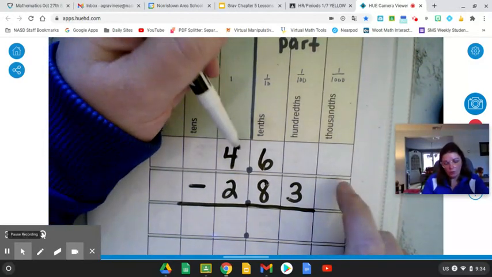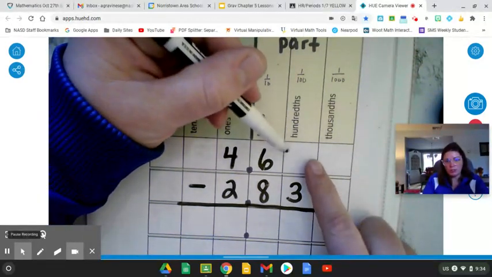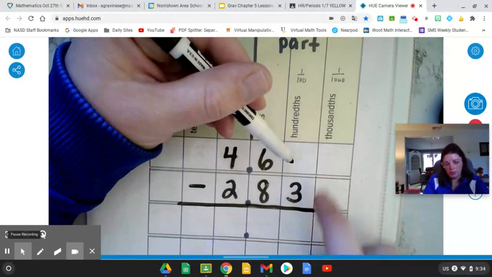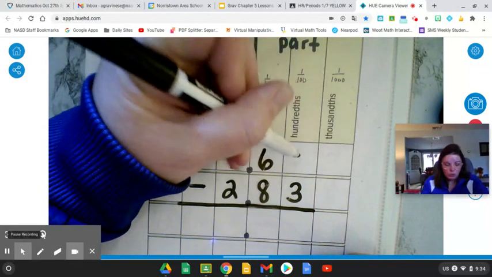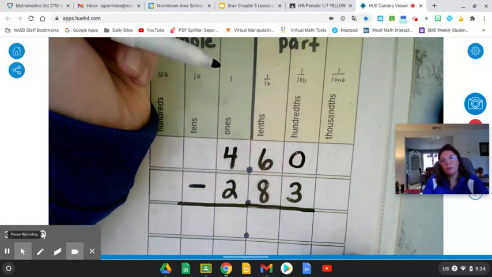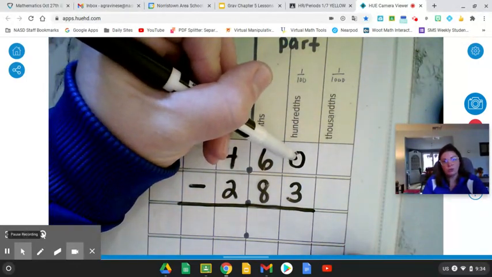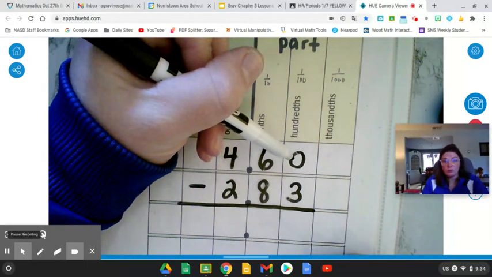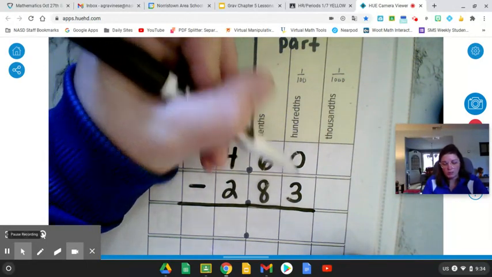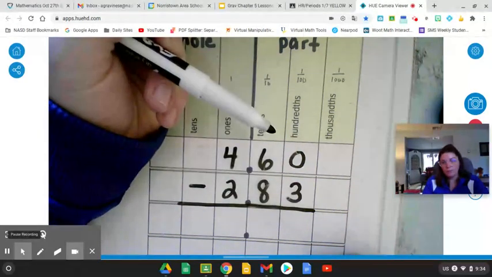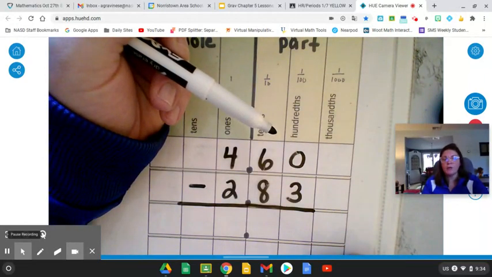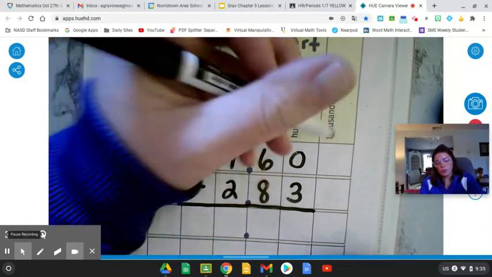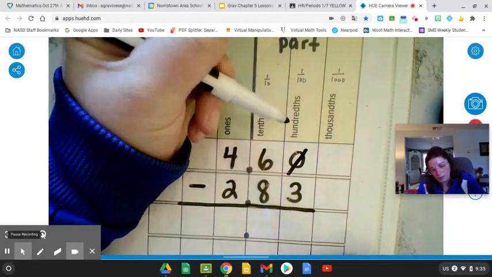So when I look at this problem, I see that my first number does not have any hundredths, but my second number does. So we need to annex a 0, and now we can see that there are 0 hundredths. And here's where a lot of students make a mistake with their subtraction. They say that 0 minus 3 is 3. Well, 0 minus 3 is not a 3. We have to borrow. So remember the rules of borrowing.